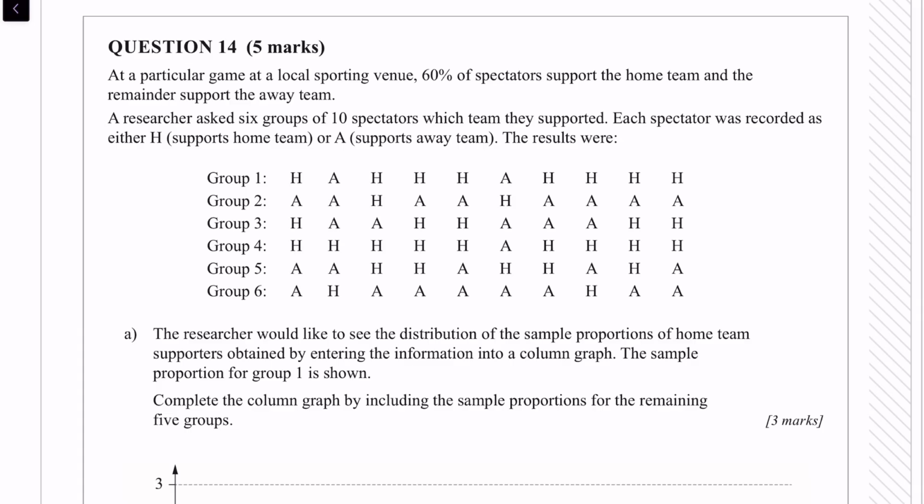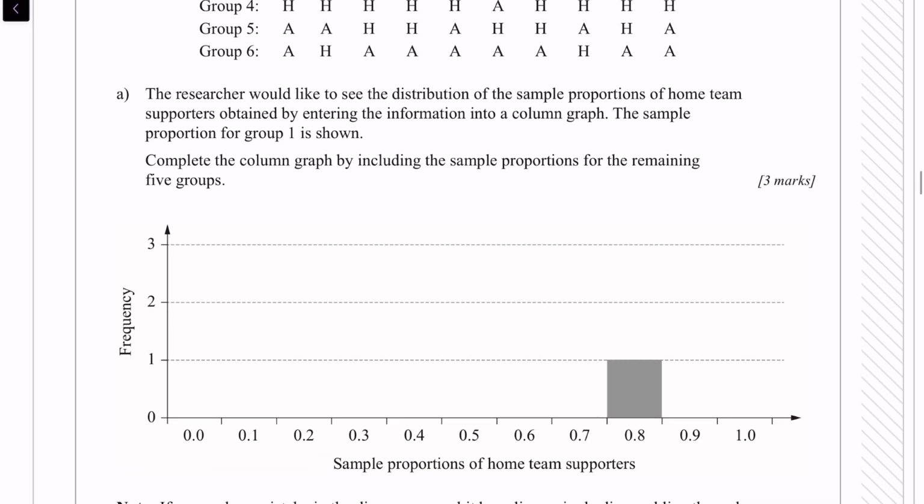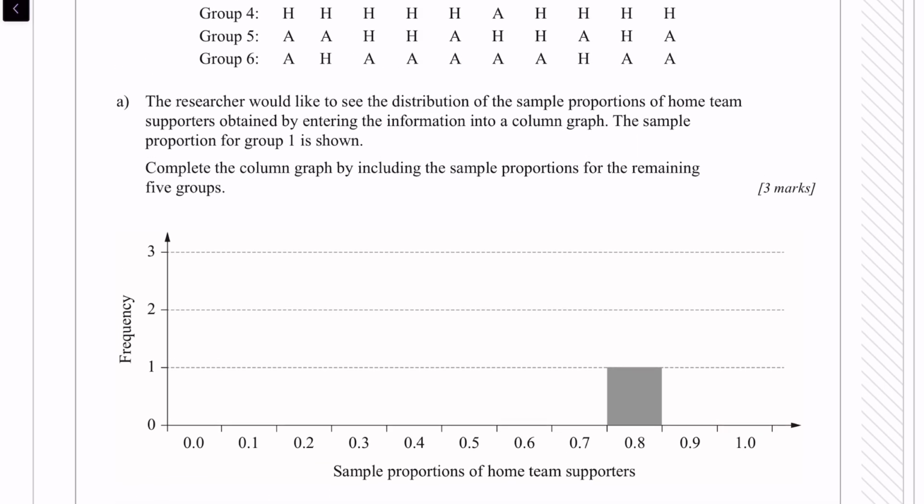The researcher would like to see the distribution of the sample proportions of home team supporters obtained by entering the information into a column graph. The sample proportion for group 1 is shown. Complete the column graph by including the sample proportions for the remaining 5 groups.